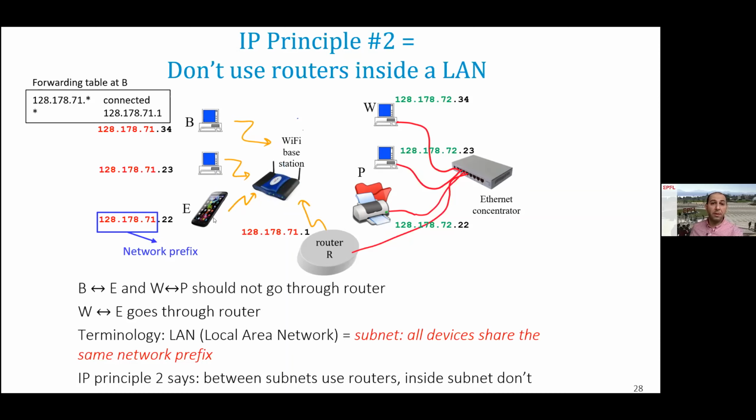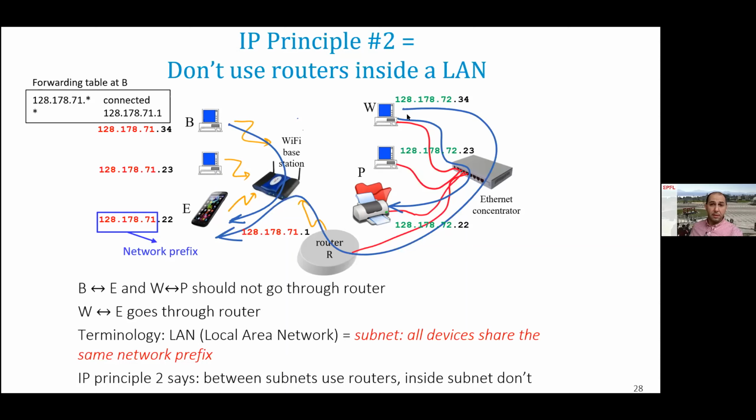But assume now the same thing for W. W has a packet for the printer, for P. It will compare the packet against its forwarding table. It will find a match, and the match says that this machine is directly connected because it shares the same network prefix with W. So the packet will go directly through the switch to the destination on the same local area network, on the same LAN.